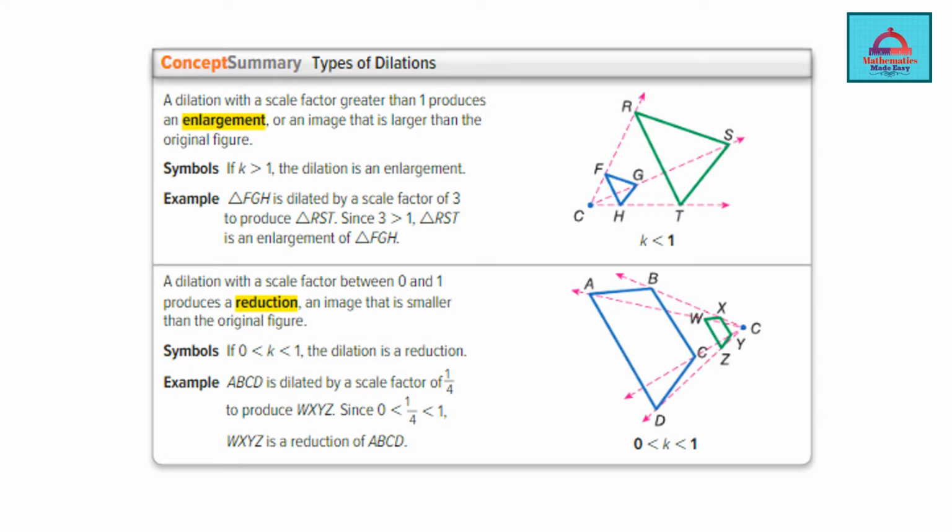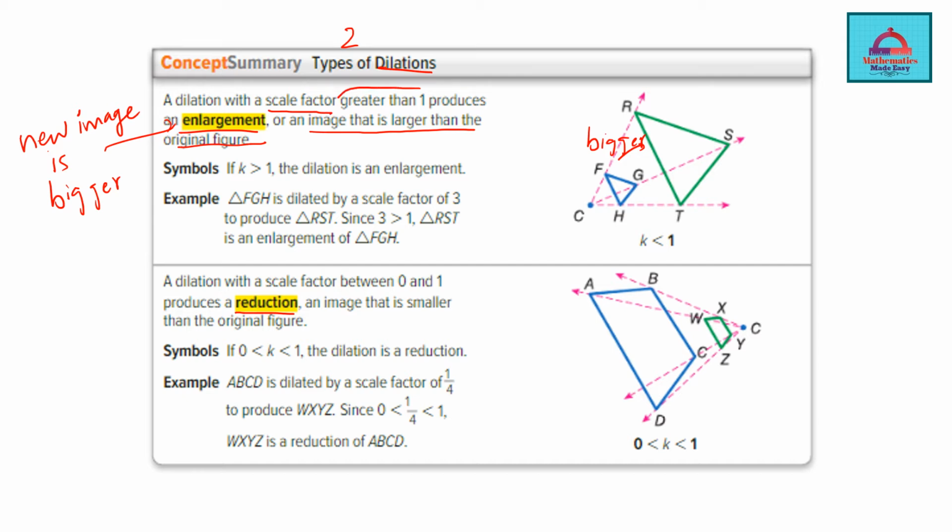As you saw in the activity, the answer for the first question was dilation. There are two types of dilation that you should know: one is enlargement, one is reduction. As the name suggests, in enlargement, the new image is bigger in size. In the picture, FGH is the blue triangle and it is enlarged to the green triangle RST. So it has become bigger. Such a dilation is called enlargement, where the image is larger than the original figure. Here the scale factor is greater than 1.